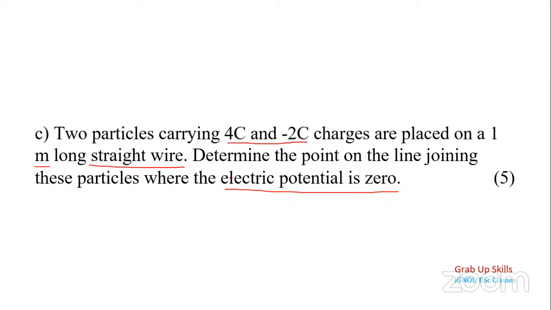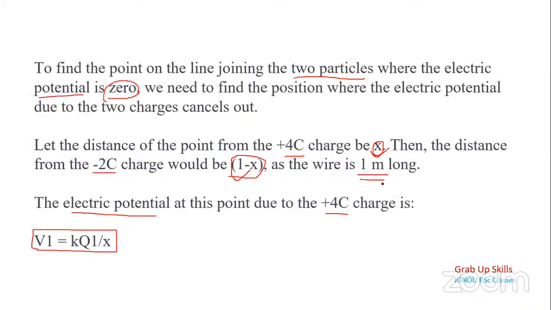Two particles carrying 4C and minus 2C charges are placed on a 1 meter long straight line. We need to determine the point on the line joining these particles where the electric potential is 0. So in order to find the point on the line joining two particles where electric potential is 0, we need to find the position where electric potential due to the two charges will cancel out. So let us consider the distance of the point from the plus 4C charge to be x and from the minus 2C charge to be 1 minus x.